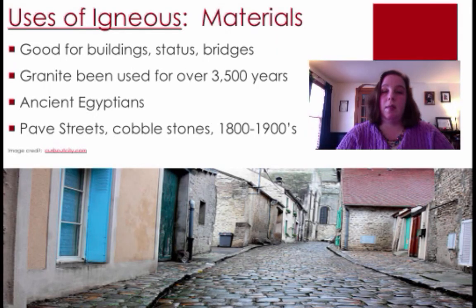Other uses of igneous rock include materials. We use them for buildings and statues and bridges. We, as in humans, have used granite for about 3,500 years as building materials. The ancient Egyptians liked to use granite. And back in the 1800s to 1900s, we used it to pave streets, and you get things like a cobblestone road that you see here.